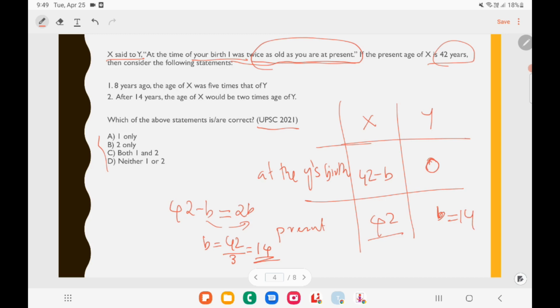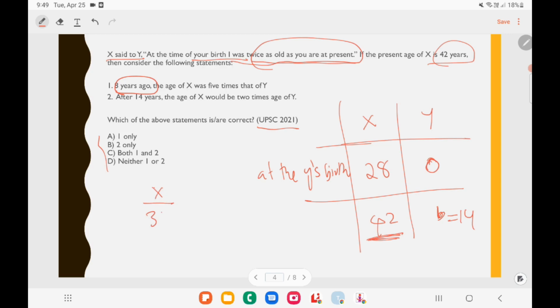Okay, B is 14. That means at the time of Y's birth, X will be 28. 42 minus 14 is actually 28, right? Now let's take the first statement. The first statement says that 8 years ago, X's age, which is 42 right now, will be 34, and Y, whose age right now is 14, will be 6 years of age, right? Now it is said that the age of X is 5 times that of Y. 5 times 6 is actually 30, not 34. So this statement is wrong.